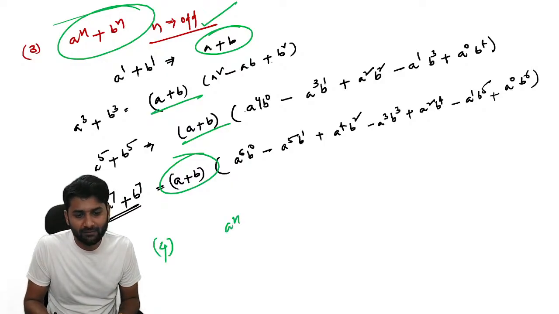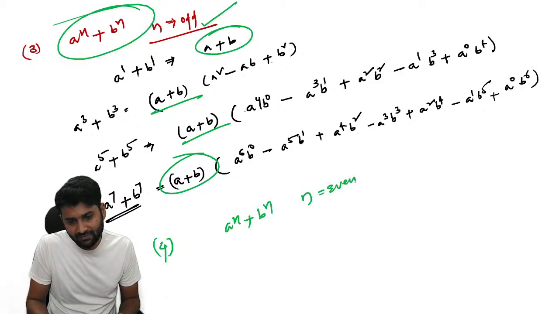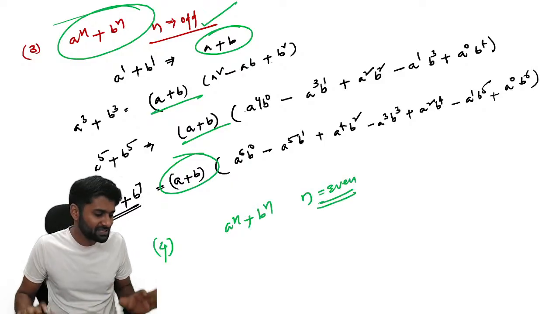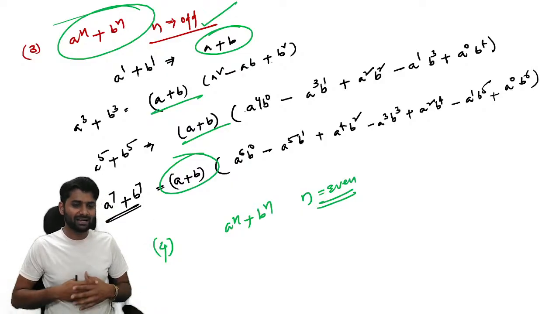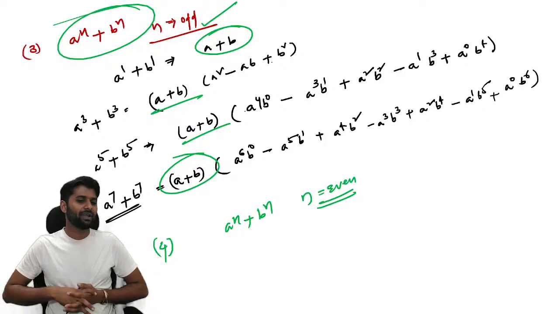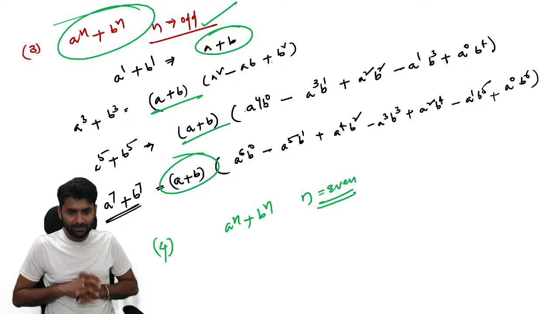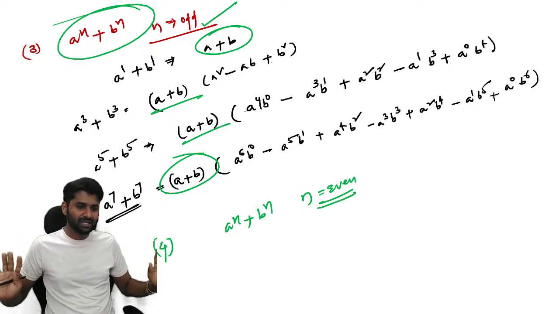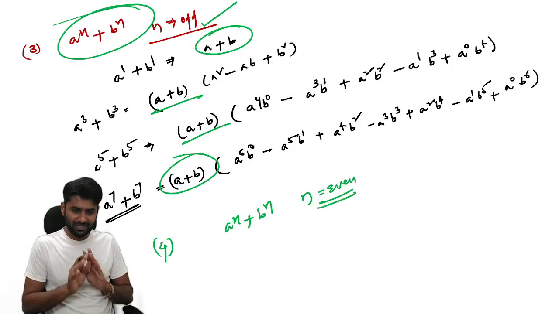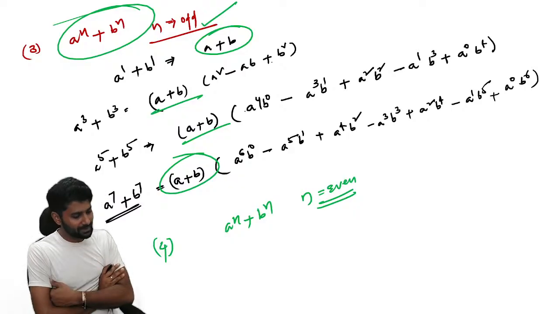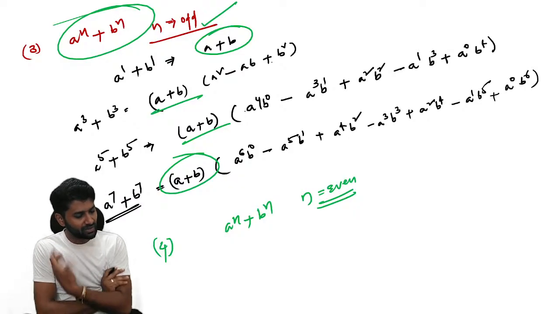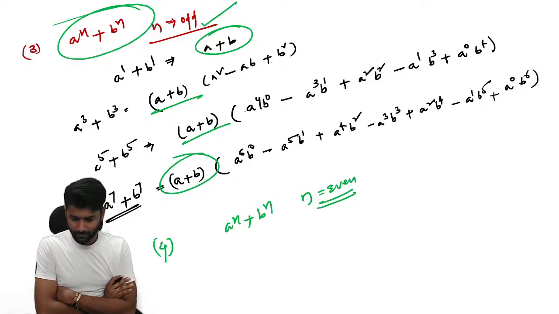Last case, if A power n plus B power n, if n is an even number, we cannot specify it simply, guys. You have to go through the conversions only. We cannot say that A power n plus B power n is always divisible by A plus B, it's wrong. Don't say directly it is always divisible by A plus B. It is not possible. Why? Because we don't have any formula for A square plus B square, or for A power 4 plus B power 4.